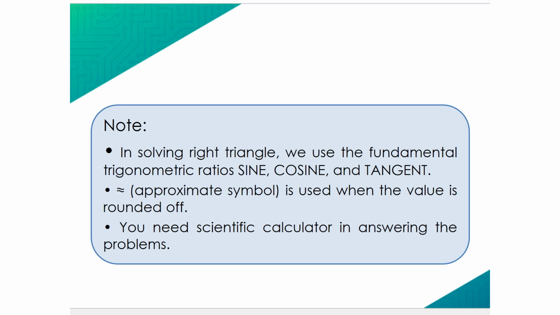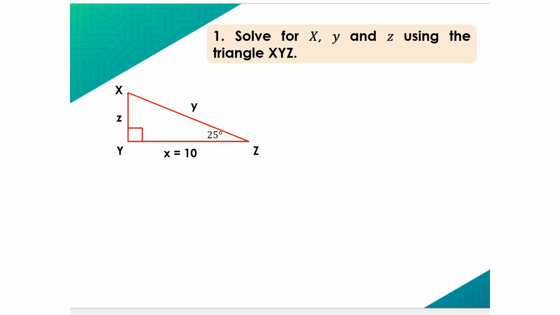In solving a right triangle, we use the fundamental trigonometric ratios sine, cosine, and tangent. The approximate symbol is used when the value is rounded off, and you need a scientific calculator in answering the problems. Let us have the first example. Solve for x, y, and z using the triangle XYZ.